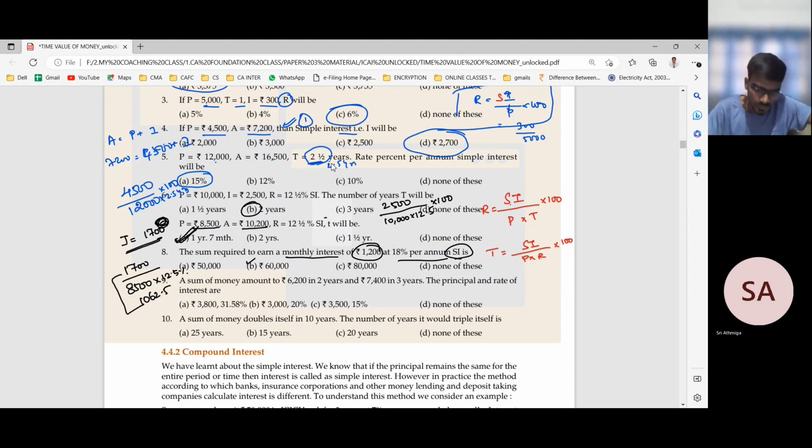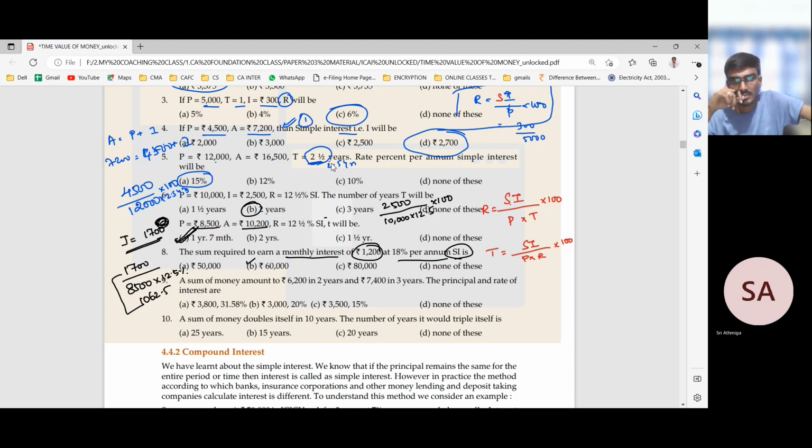Take option B. Take a calculator. 60,000 into 18%. Take for 1 year, into 1. What is the value? 10,800 for the whole year. That is for 12 months, so divide by 12. What are you getting, Atmika?